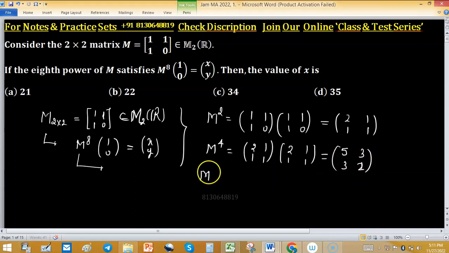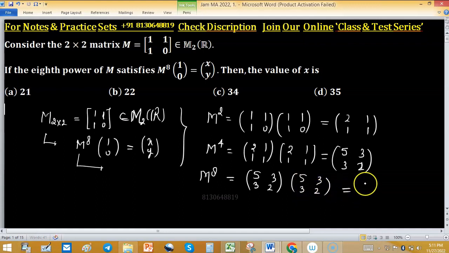Now M raised to the power 8 is [5 3; 3 2] times [5 3; 3 2]. 5 times 5 is 25 plus 9, equals 34, and this value 5 times 3 is 15 plus 6, 21. This value is again 21. 9 plus 4, 13.